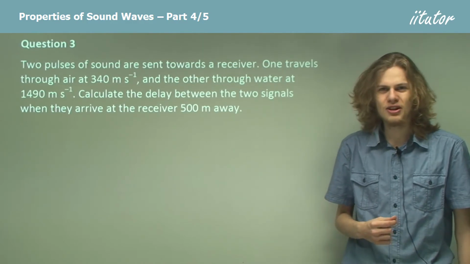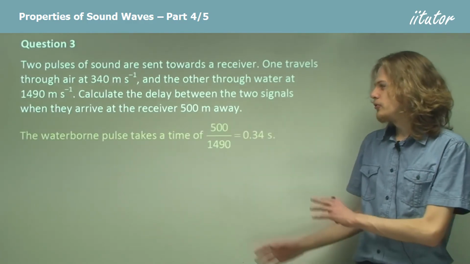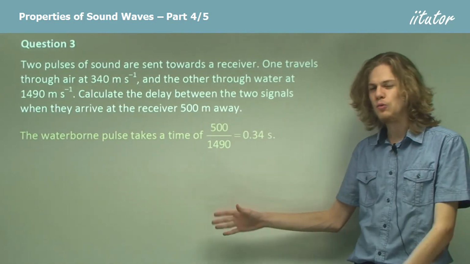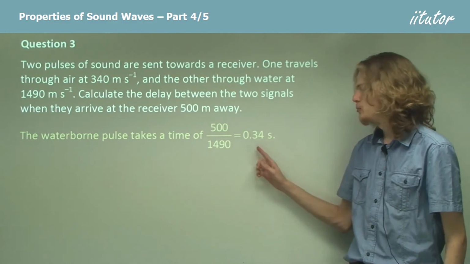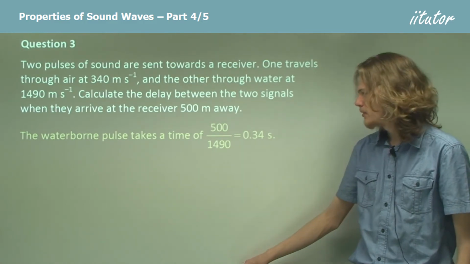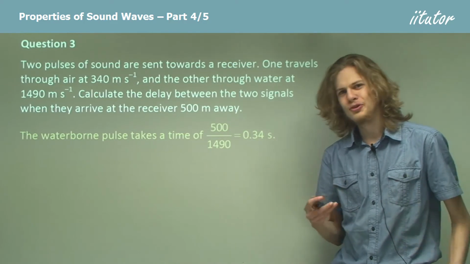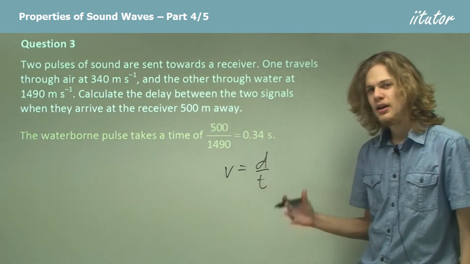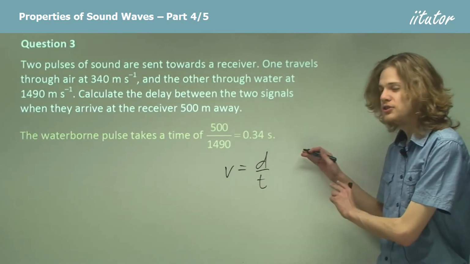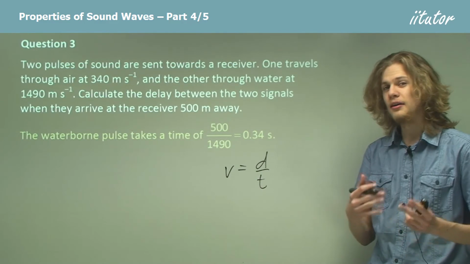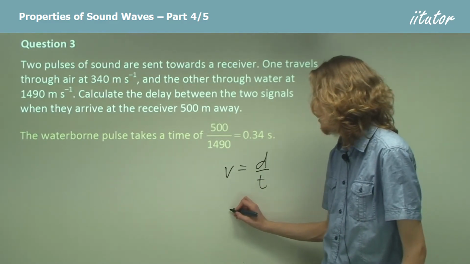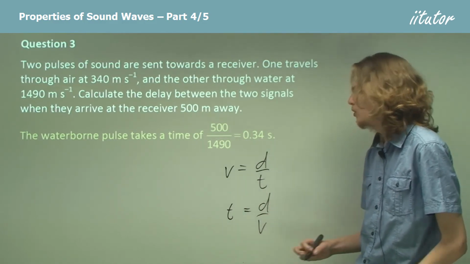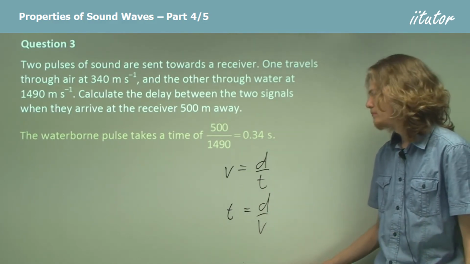Well, distance over time. So the pulse that goes through water takes a time of distance over velocity equals time, 0.34 seconds. This formula you probably should know by now. If velocity equals distance over time, that means that simply by multiplying both sides by time and dividing both sides by our velocity, we get time equals distance over speed, right?